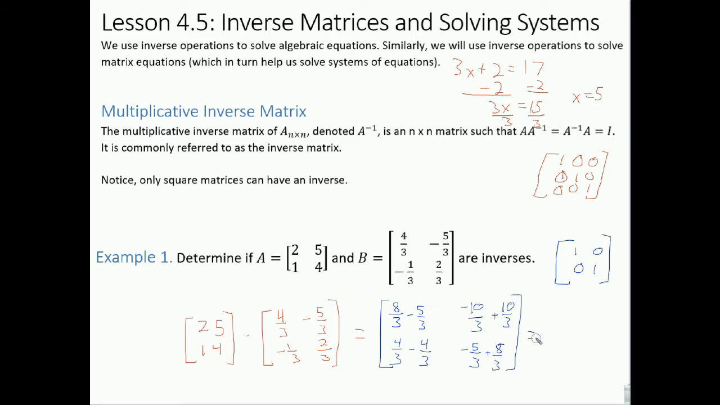And this does, in fact, give us what we need, that identity matrix, because 8/3 minus 5/3 is 3/3, which is 1. We already mentioned this is 0. And this one is 0, and -5/3 plus 8/3 is 3/3, which is 1. So these are, in fact, inverses. So yes, they are inverses.